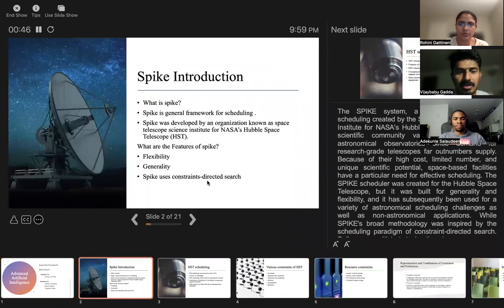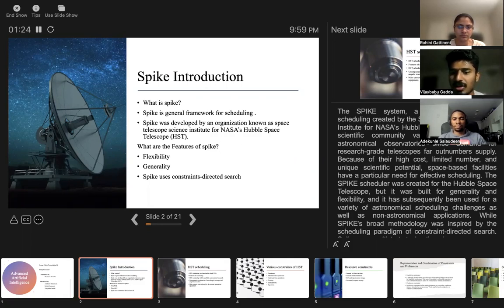So first, in the first slide, we're going to introduce what Spike is. Spike is a general framework for scheduling. Spike was developed by the Space Telescope Science Institute for NASA's Hubble Space Telescope. HST stands for Hubble Space Telescope. The features of Spike are flexibility and generality. Spike uses constraint-directed search. Spike is a broad framework for scheduling created by the Space Telescope Science Institute for NASA's Hubble Space Telescope.